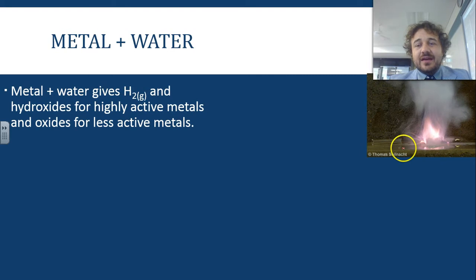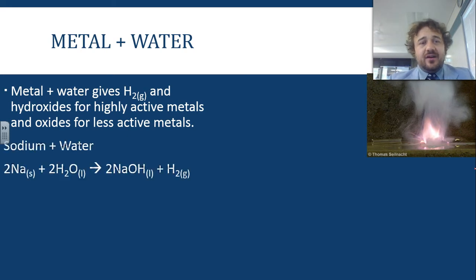Okay, you've seen this one over here, and this is sodium. One way to tell it's sodium is the bright purple, and that's common to sodium across the board. So we have a metal plus water gives hydrogen gas and a hydroxide for highly active metals, or oxides for less active metals. So metal plus water gives you hydroxides or oxides and hydrogen gas. For example, with sodium, we have sodium plus water, and this is the one you've done, and it makes sodium hydroxide and hydrogen gas.